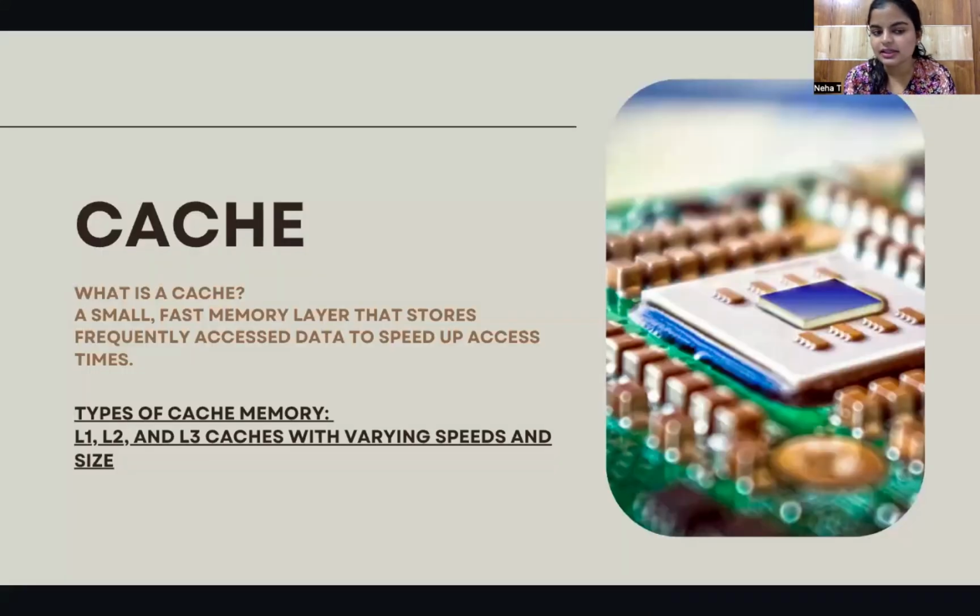What is cache? Cache is a small, fast memory layer that stores frequently accessed data to speed up access time. It is faster than the main memory, and it stores frequently accessed data so that it can speed up the process. The types of cache memory we have are L1, L2, and L3 caches, with varying speeds and sizes.